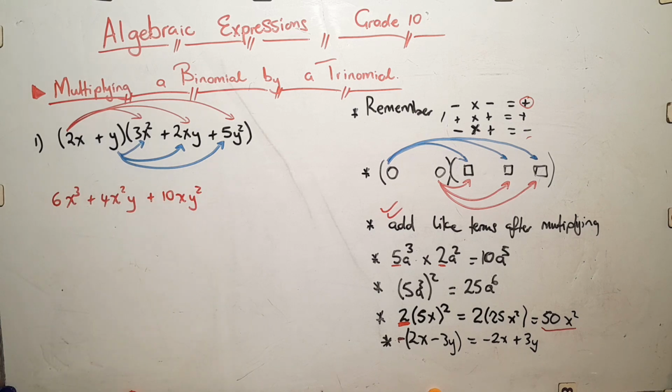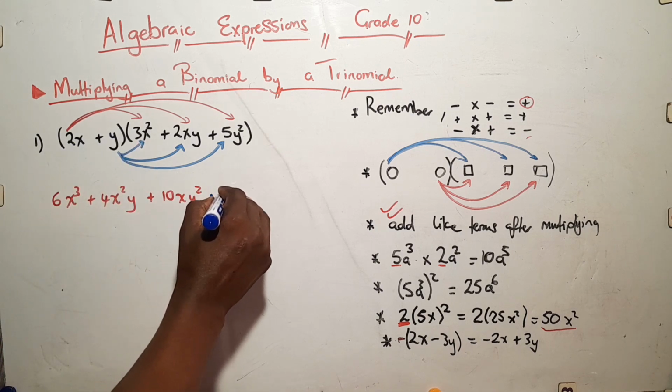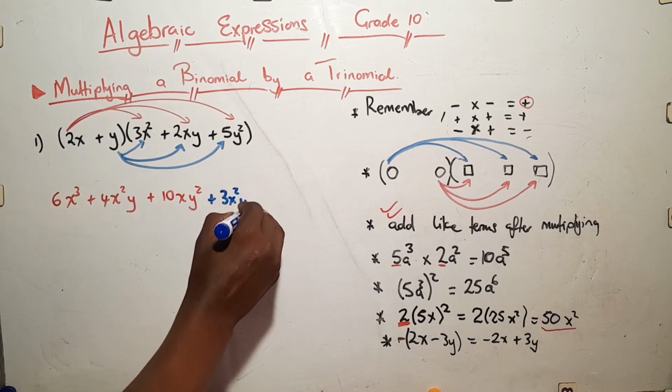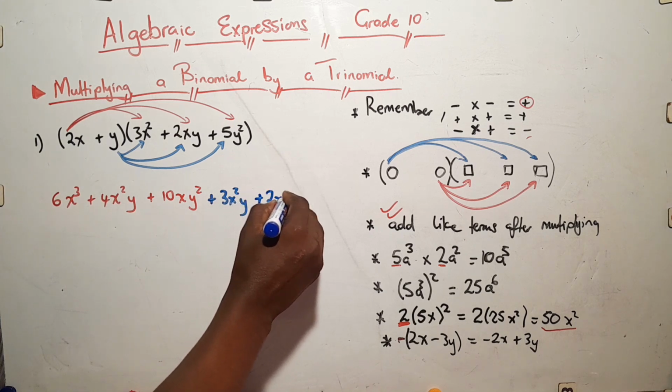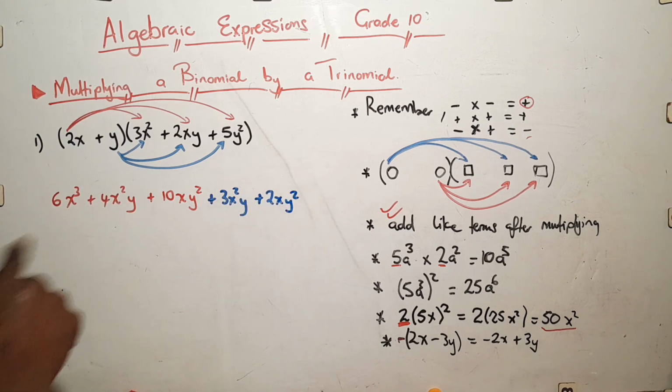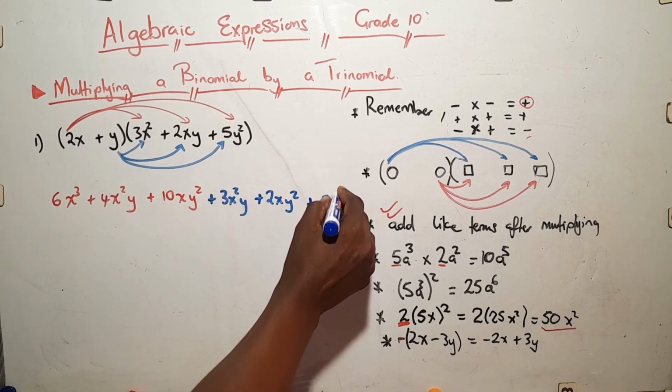And this multiplied by that will be 10xy squared, right? And now we are going to move to y. y multiplied by that is a positive 3x squared y. And this multiplied by that is 2x and then y squared. And this multiplied by that is 5y cubed.